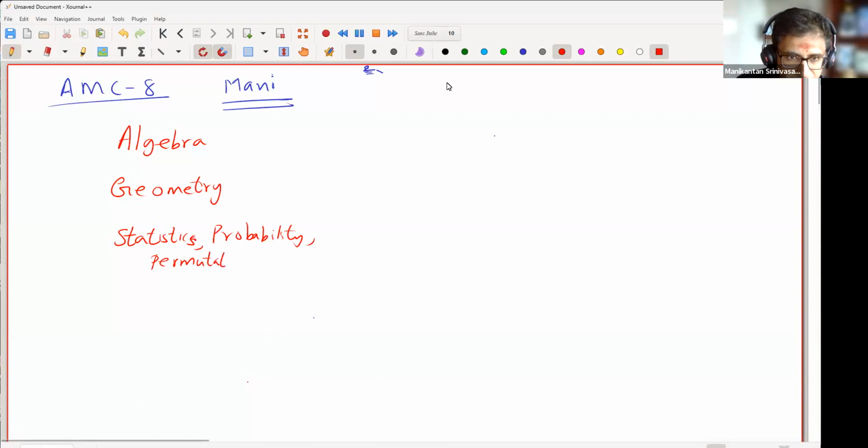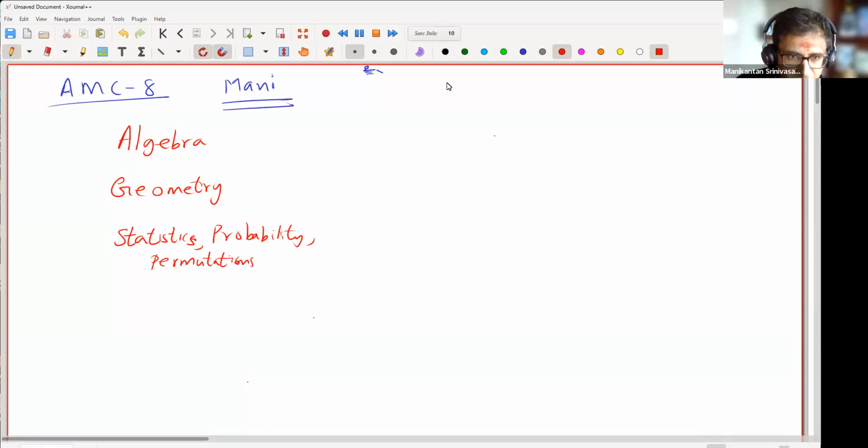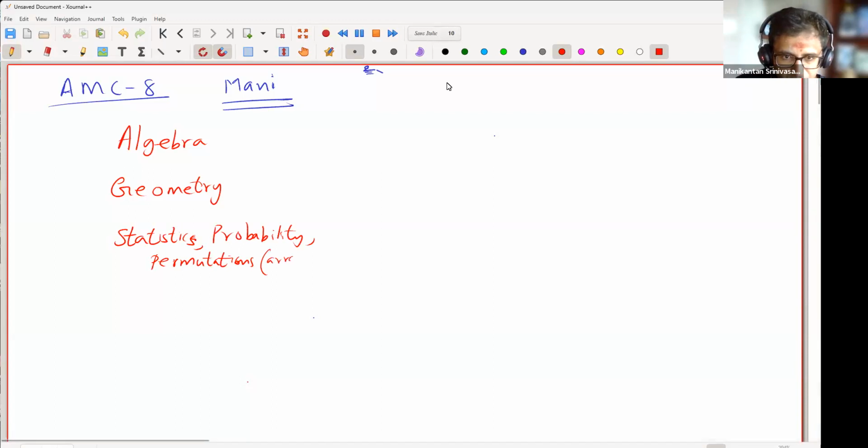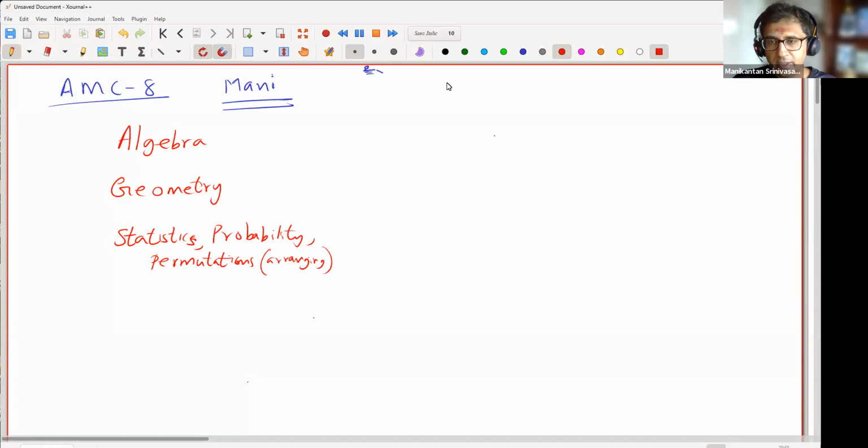So some of you might have heard of this permutation. It's nothing but arranging, right? Arranging game. So for example, let's say there are 5 students. They have to sit in a chair. There are 5 spots labeled 1, 2, 3, 4, 5. Then how many ways can they sit? That sort of a problem is called permutation or arranging. And then there's combination. Combination is choosing.